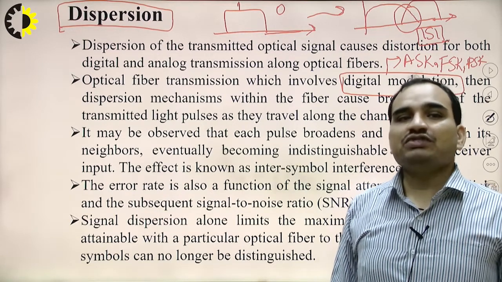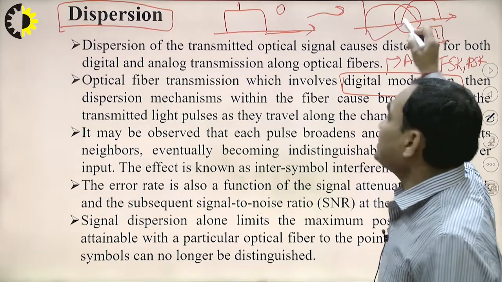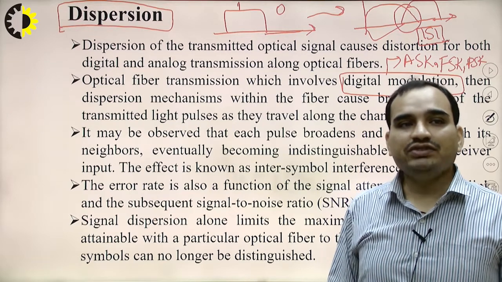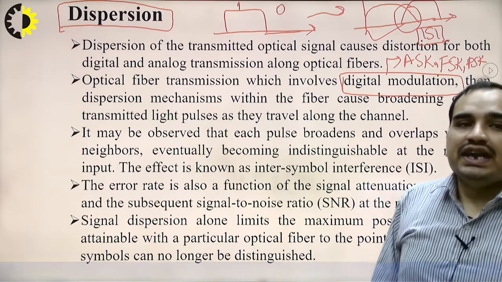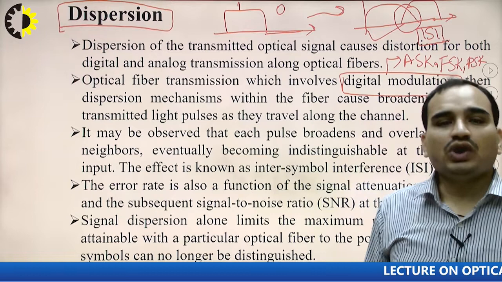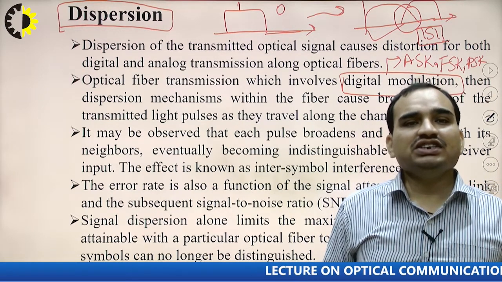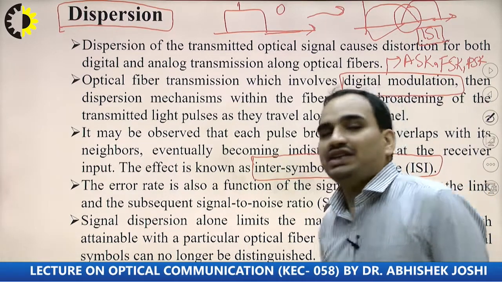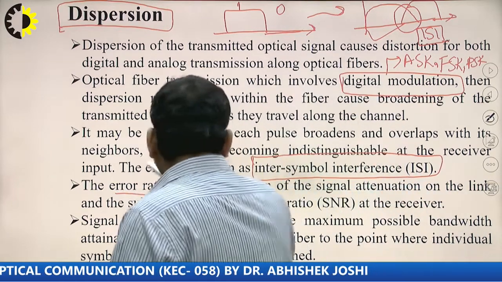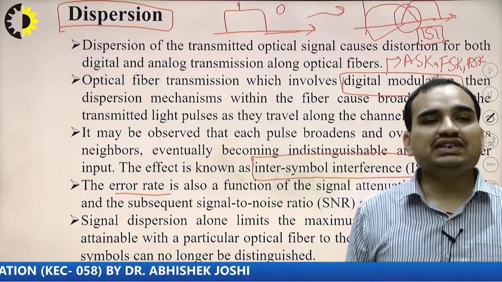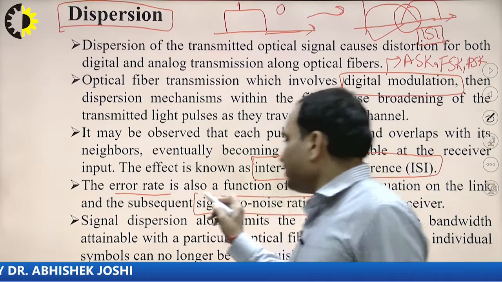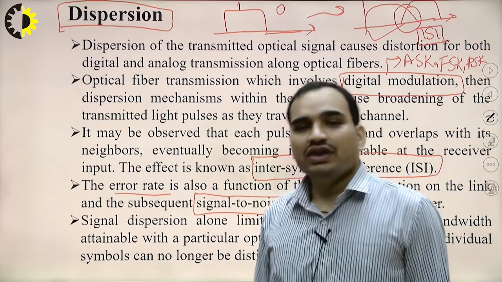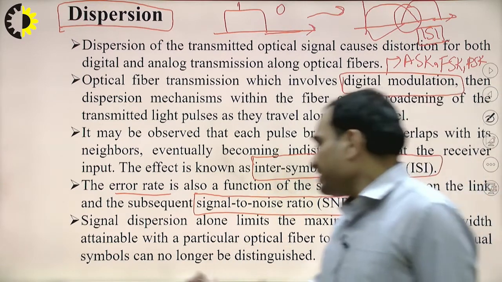Then the dispersion mechanism within the fiber causes broadening of the transmitted pulses, as we can see in this. Here we can observe the broadening and the overlapping of the pulses causing inter-symbol interference. Broadening of the transmitted light signal occurs as it travels along the channel, and it may be observed that each pulse broadens and overlaps with its neighbors, eventually becoming indistinguishable at the receiver input. This effect is known as inter-symbol interference. The error rate is also a function of the signal attenuation on the link and the subsequent signal to noise ratio at the receiver. So signal dispersion alone limits the maximum possible bandwidth attainable with a particular optical fiber to the point wherein individual symbols can no longer be distinguished.